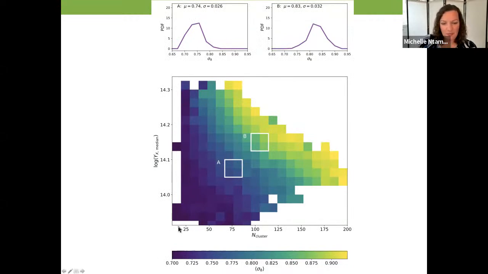Here I'm showing on the x-axis number of clusters, on the y-axis an observable proxy for that stitch point. The colors are the average sigma 8. So if you took this to Vegas and I told you there were 110 clusters, with a median YX of 14.15, you would look at the average here, you'd pop up here, you'd say, I'm going to guess a sigma 8 of about 0.83 plus or minus 0.03.